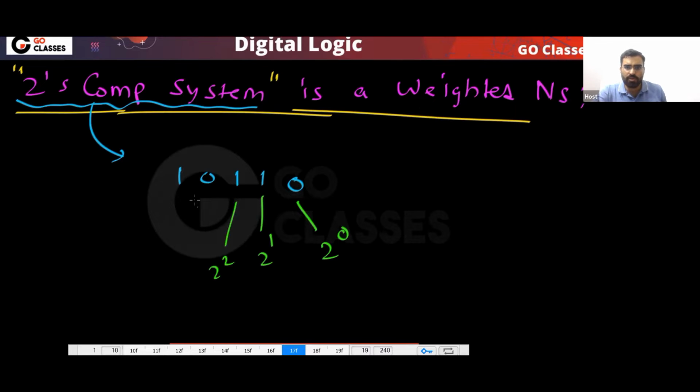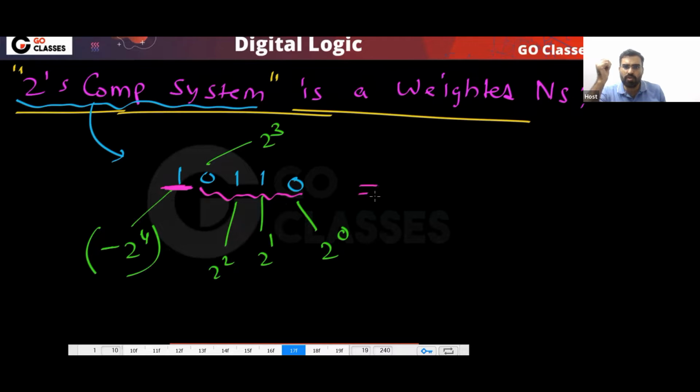This will have weight 2 power 2, this will have weight 2 power 3, and this is the only interesting thing: this has weight minus 2 power 4. So this is the idea. Is this clear? The 2's complement number system is a weighted number system, and here everything else has the same weight as the binary number system, but the MSB has negative weight.